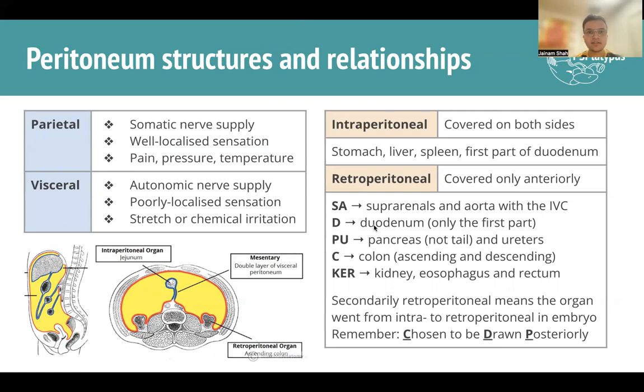U is for the ureters. C is for the colon, only the ascending and descending parts. And K is kidney, E is esophagus, and R is rectum.